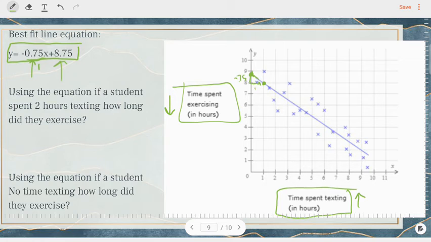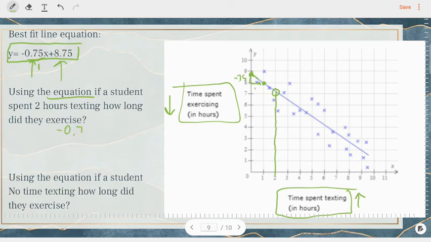All right, now I have all this information. Now, how do I answer this next question? Using the equation, if a student spends 2 hours texting, how long do they exercise? Now, some of you might be inclined to go to my graph and go straight up from 2 hours. It's not at a whole number, so I would have to estimate, but notice it says use the equation. Instead of estimating, I'm going to find an exact answer. So I'm going to go to my calculator and type in the following.